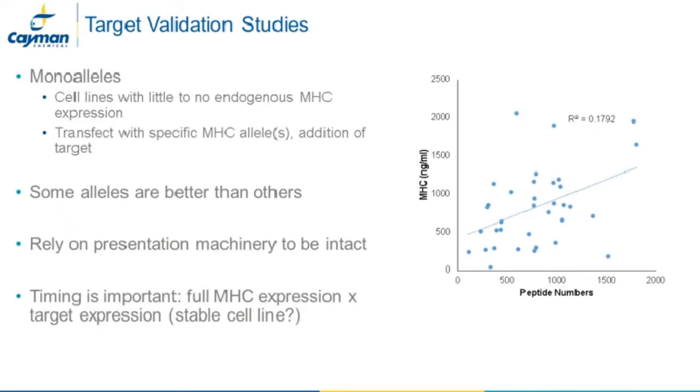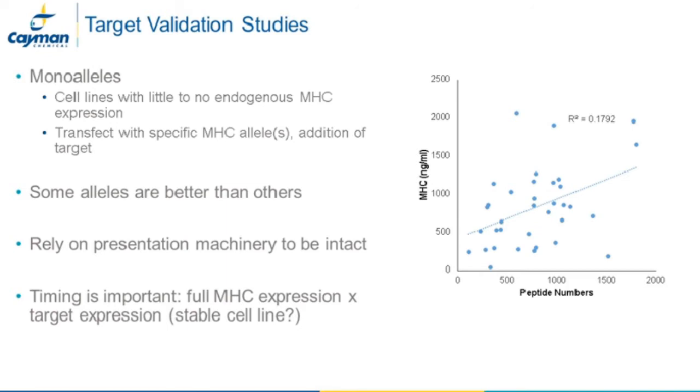One potentially useful tool to approach target validation is using monoallele expressing cell lines. There are a few cell lines available which have little to no endogenous MHC expression, which can be transfected with single alleles of MHC to create a cell line in which all peptides are specific to that MHC allele. If targets are then added, the ability of those peptides to bind to that specific allele are tested.